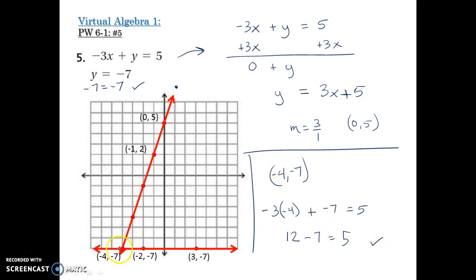So we solved it over here, came up with our solution, and then we plugged in the x and y values in order to check our solution. And that is how you solve number 5, that system, by graphing.